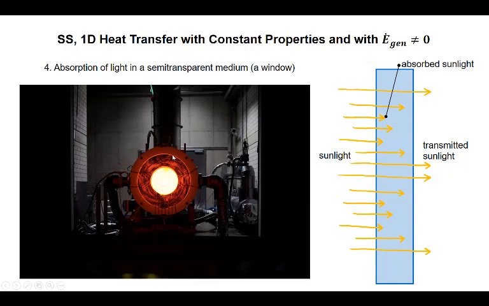This reactor includes a quartz window. If you were to look at the radiation passing through the window, some of the visible light, for example the sunlight, passes straight through the window. This is called transmitted sunlight. But some of the sunlight is actually absorbed within the window itself. This is a volumetric phenomenon. It happens within the domain of interest, which is the window, and could thus be treated using steady-state one-dimensional heat transfer with constant properties and with thermal energy generation included.